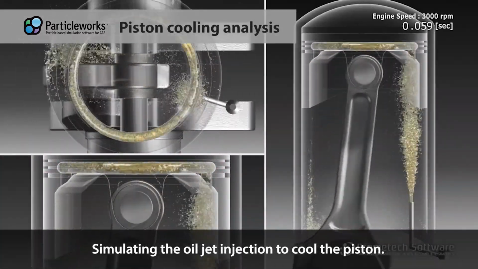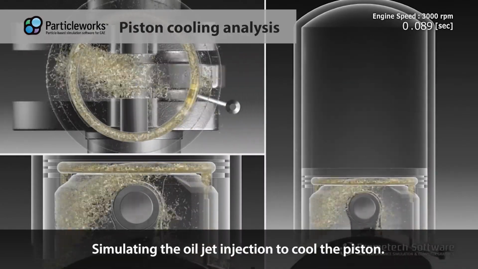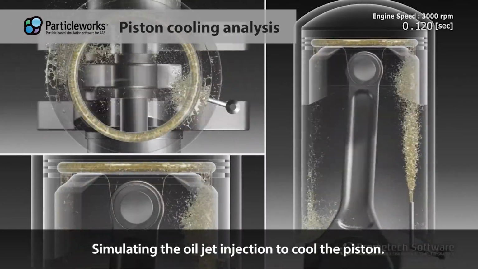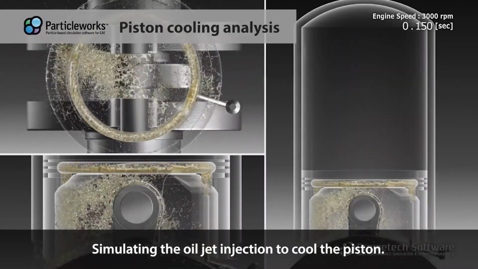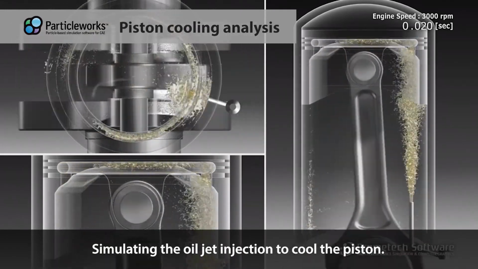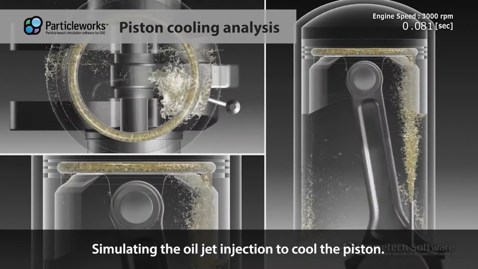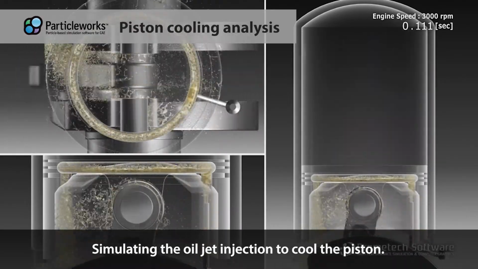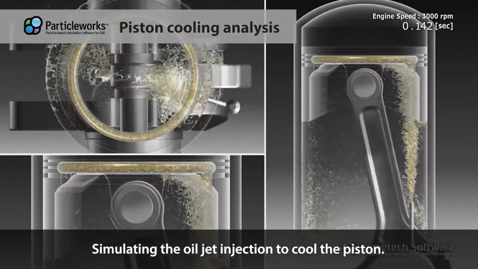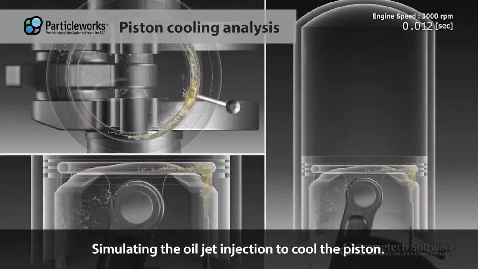Piston cooling analysis. Pistons, which repeatedly move up and down at extremely high speeds inside the engine and come into contact with the hot combustion chamber, are the parts with the highest temperature rise and the most demanding cooling and lubrication requirements. We are simulating the oil jet injection to cool this piston.